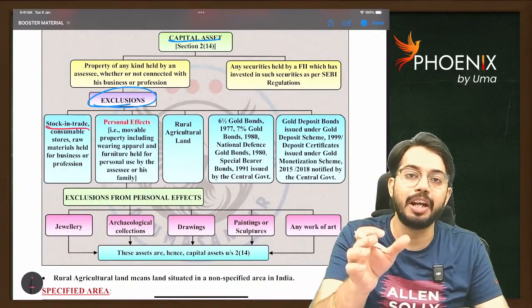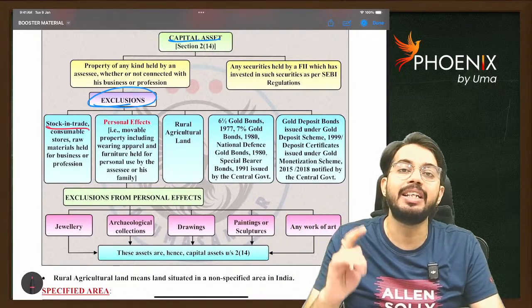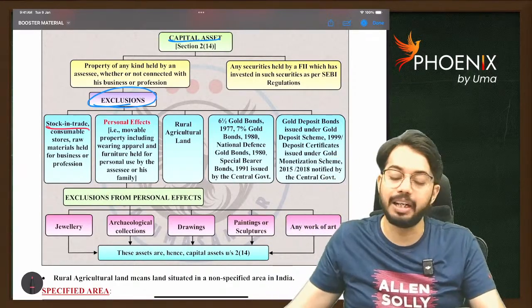So on sale of stock in trade, only the PGBP head gets attracted, the capital gains head will not get attracted, and it is taxed only once. Are you able to understand?